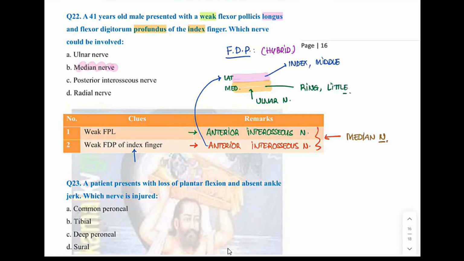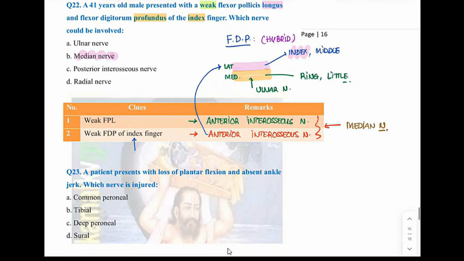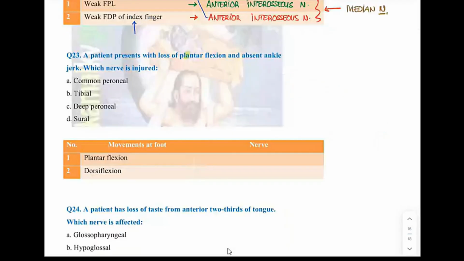And therefore, if the examiner is asking you about index finger FDP, it means he is asking you something about the median nerve, or more specifically a branch of median nerve, that is anterior interosseous nerve, right? So this is very important. So the moment you find any mention of index finger, always think of injury to median nerve. Clear? So very important.